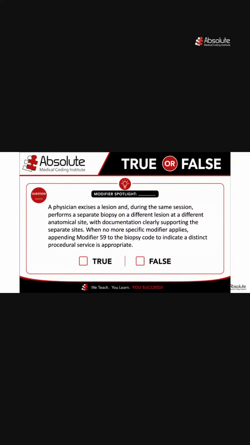What say you? Okay. Good job. You all got that. True. We saw lesions. We saw distinct. It was a lot of different things going on. So modifier 59 may always be assigned for different lesions. That is a big key word. Good job.